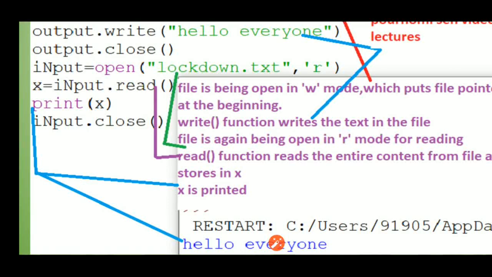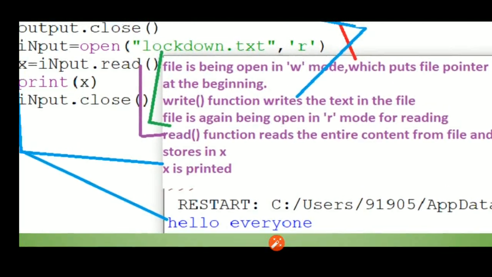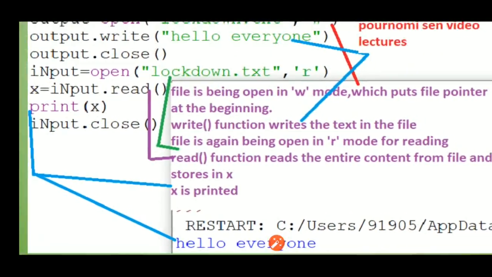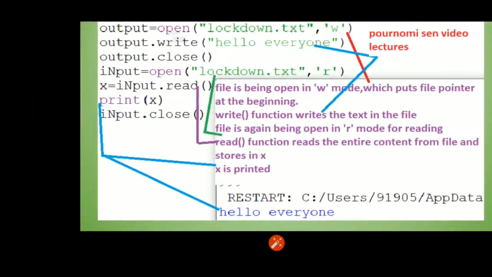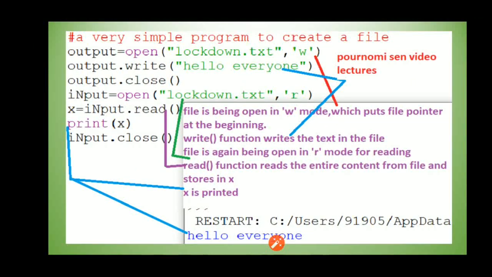Then we are doing print x. That means whatever content is there in the file, we are printing it through our default console output. So here x is getting printed. What is it printing? Hello everyone. So this is how we can create a very simple program in Python to create a file, write something inside it, and again read something from the file.